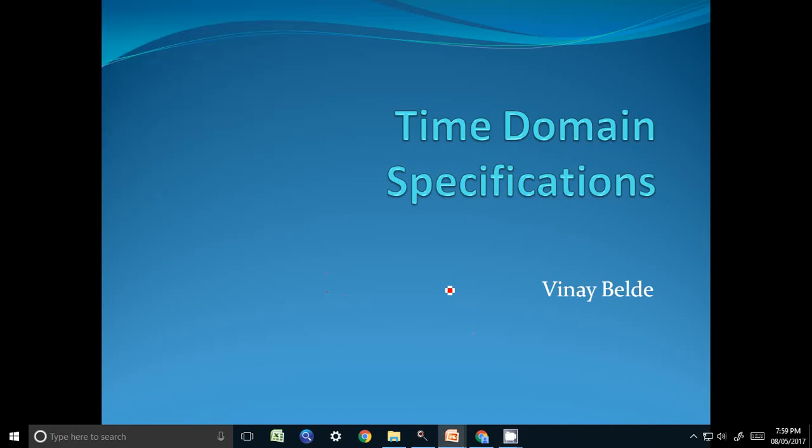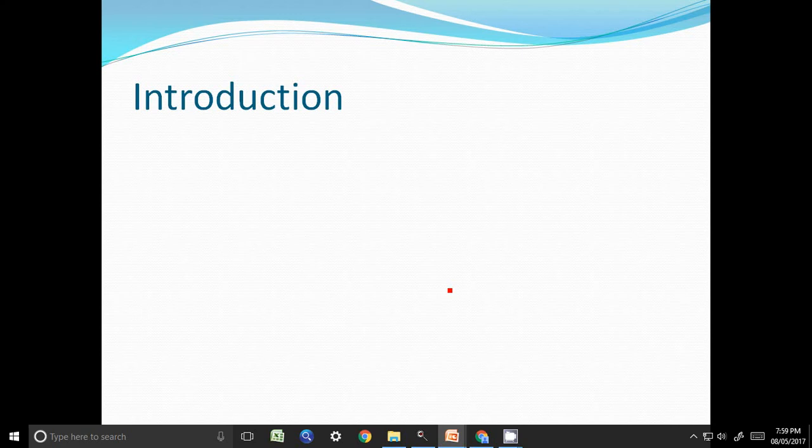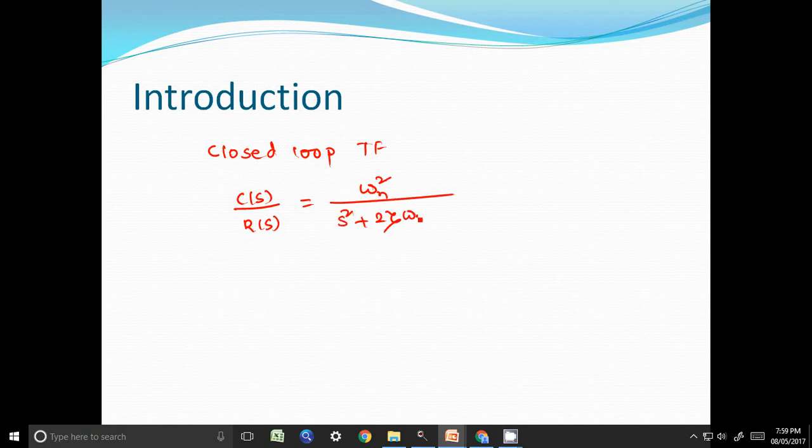Hi, we will discuss time domain specifications. Consider a system whose closed loop transfer function is given as C(s)/R(s) = omega_n^2 / (s^2 + 2 zeta omega_n s + omega_n^2).